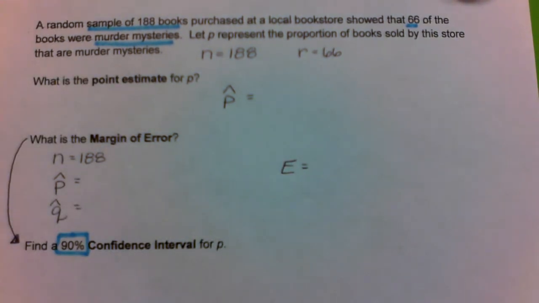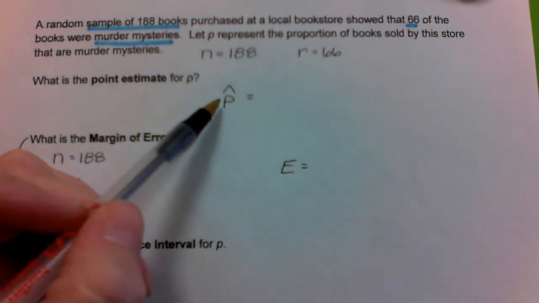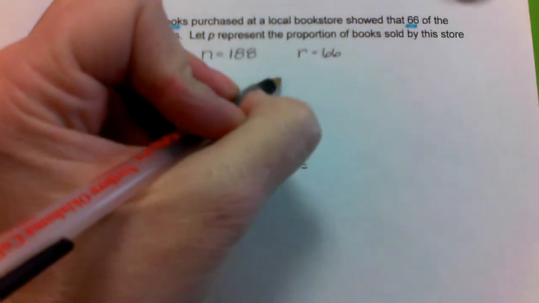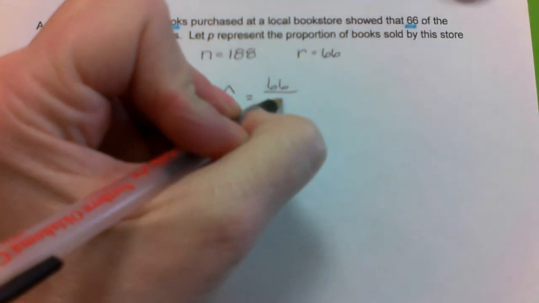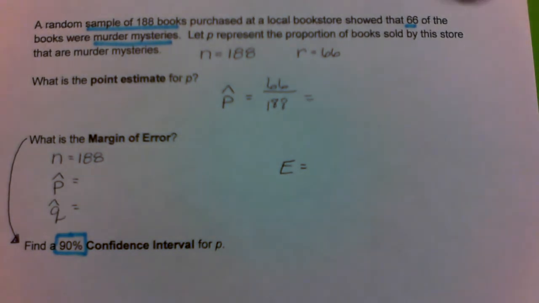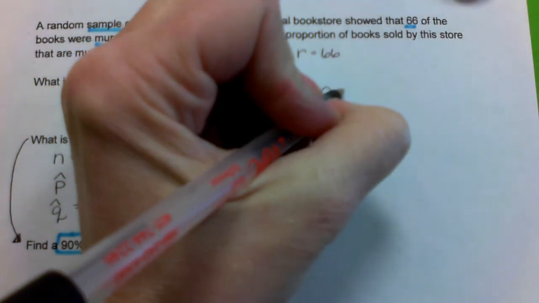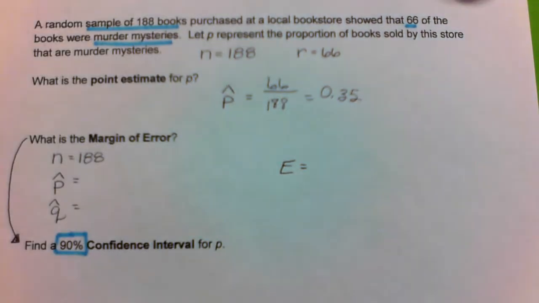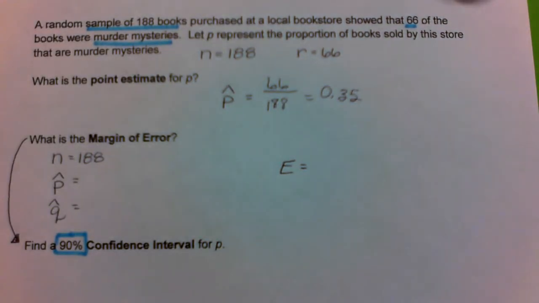Now, the first question says, what is the point estimate for P? Because we don't know P. Well, the point estimate is P hat, which is R divided by N. So I'm going to go to my calculator and do 66 divided by 188 and round to 2 decimal places, and I get 0.35. So basically I'm saying my best guess is that 35% of the customers buy murder mysteries. But we always have to consider the margin of error.